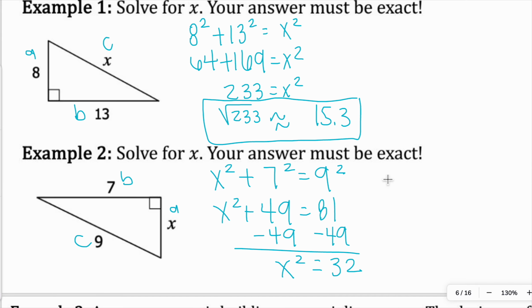So we can either find the square root of 32, which I'm thinking is square root 16 times square root 2, which is 4 square root 2, or about 5.7.